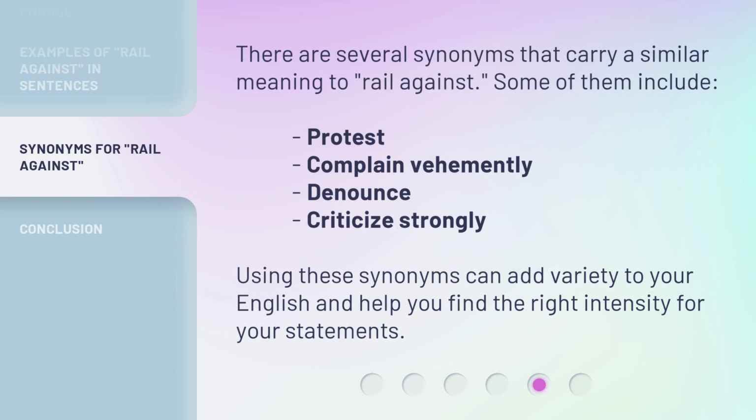There are several synonyms that carry a similar meaning to "rail against." Some of them include protest, complain vehemently, denounce, criticize strongly. Using these synonyms can add variety to your English and help you find the right intensity for your statements.